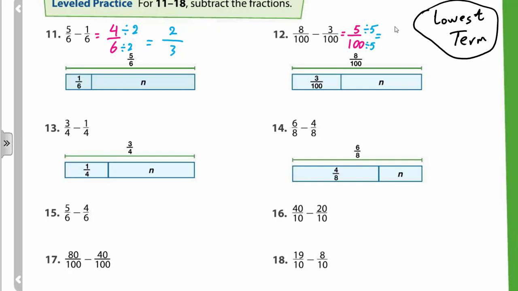5 divided by 5 equals 1. And 100 divided by 5: you can divide 10 by 5 first, then add the 0. So 100 divided by 5 equals 20. Excellent. Thank you, Muhammad. Great work.